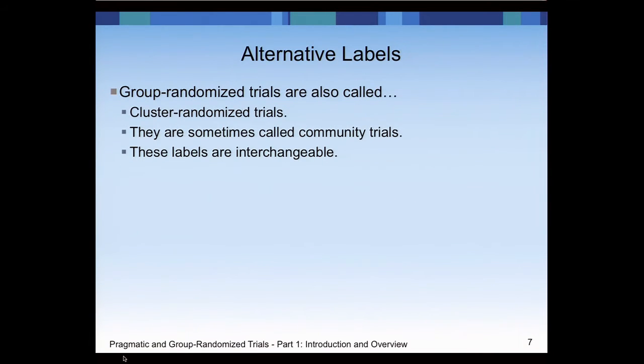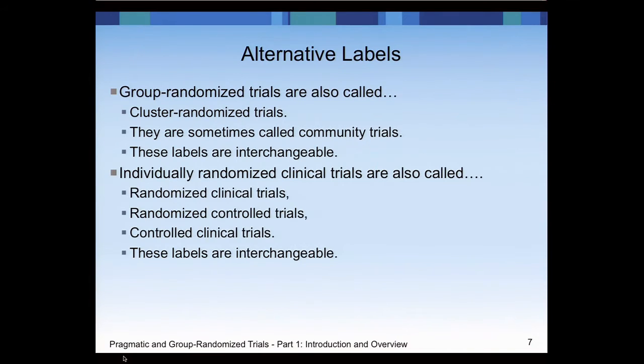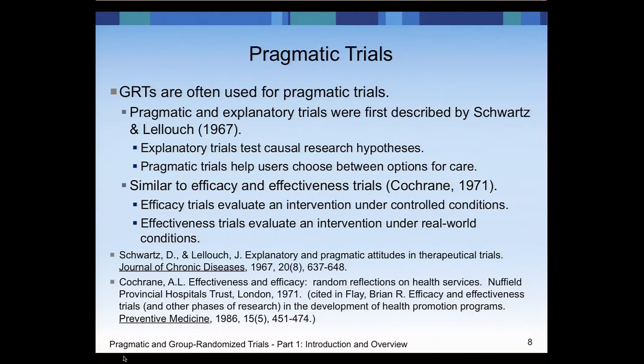Alternative labels: group randomized trials, as I said, are also called cluster randomized trials, sometimes called community trials, and those labels are interchangeable. Individually randomized clinical trials are often called randomized clinical trials, controlled clinical trials. All of those labels are interchangeable. And another set of terms that you'll often hear in this context is pragmatic trials and explanatory trials. So let me take a moment to touch on those terms just so you understand the connections.